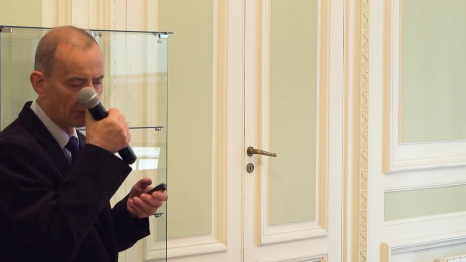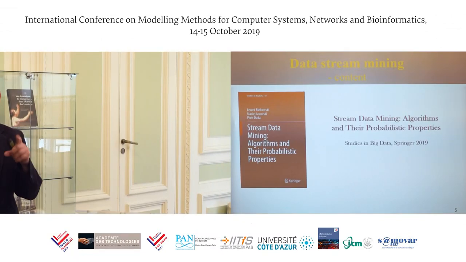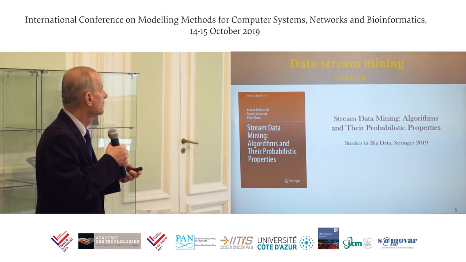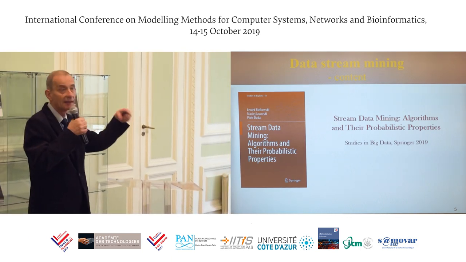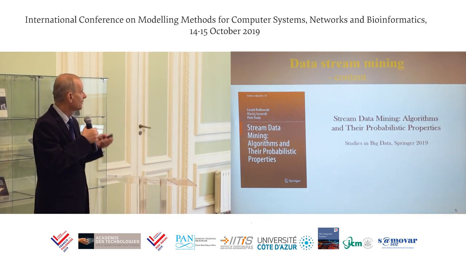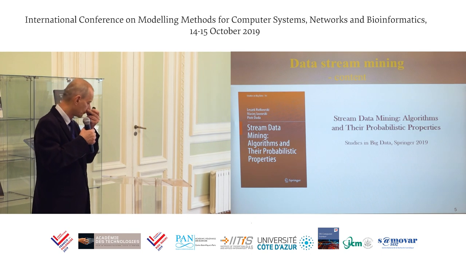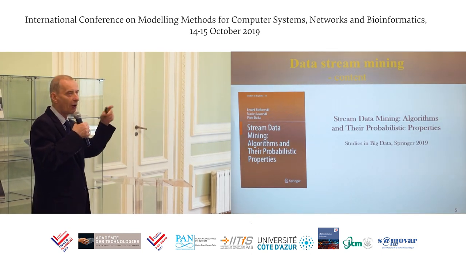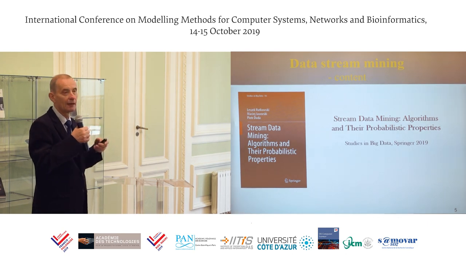The content of our lecture is here. Because of time, I will go rather fast and concentrate on some important issues. The lecture is based on our recent book. It is Springer 2019. Actually, it is 2020. If you look at the Springer advertisement, it is 2020. Stream Data Mining: Algorithms and Their Probabilistic Properties, the title exactly the same as the title of this presentation. Of course, it's not possible to overview all material of this book during 30 minutes.